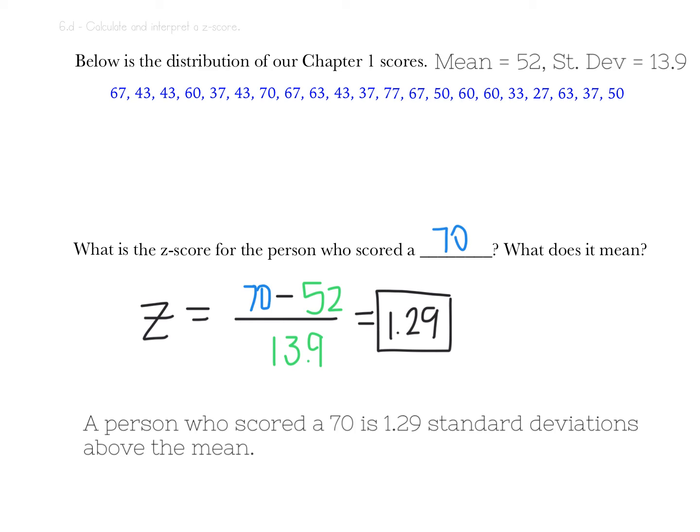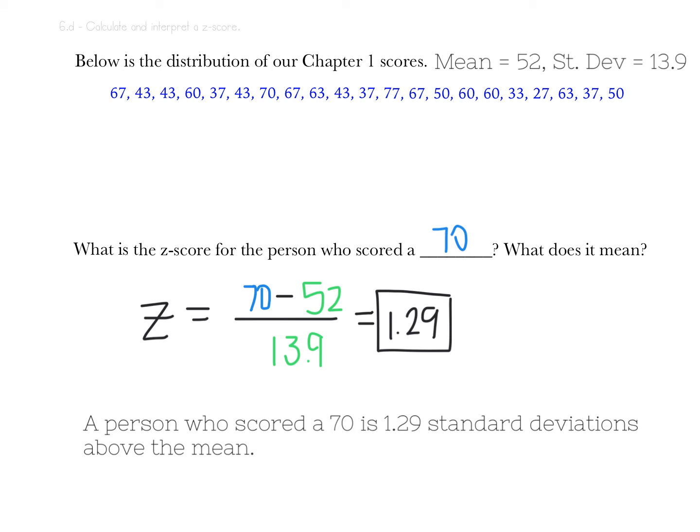So hopefully you were able to get that a person who scored a 70 is 1.29 standard deviations above the mean. Now I want to clarify something. We talked about percentile before, and percentile is compared to everybody, like your ranking. So we are going to eventually use the z-score to connect to a percentile, but I don't want you to get those 2 values confused.